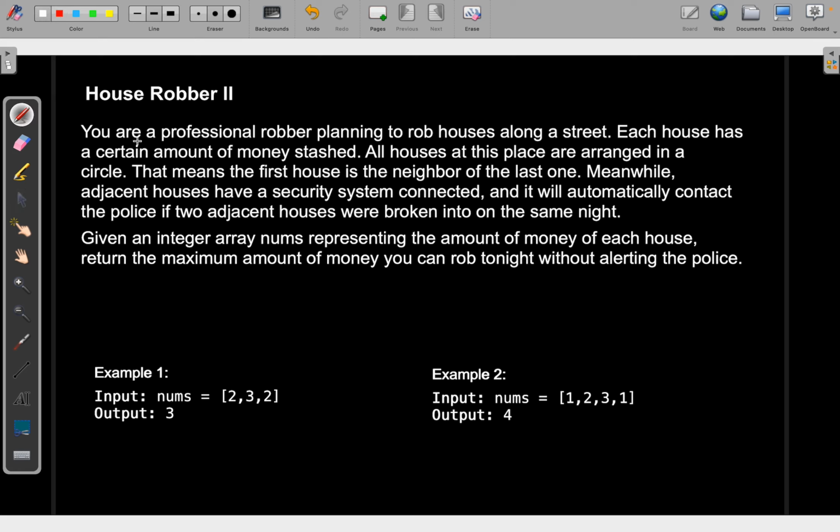So same problem, you are a professional robber planning to rob houses along a street. Each house has a certain amount of money stashed. All this is the same, only this is changed. All houses at this place are arranged in a circle, right? So that means the first house is the neighbor of the last one.